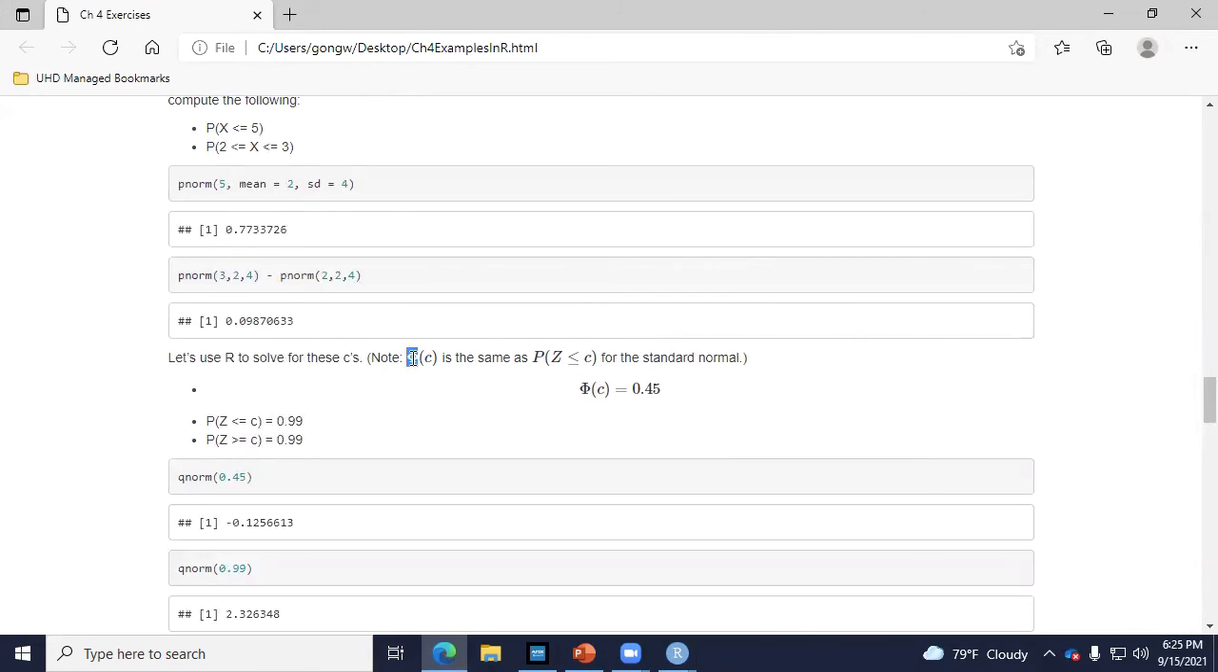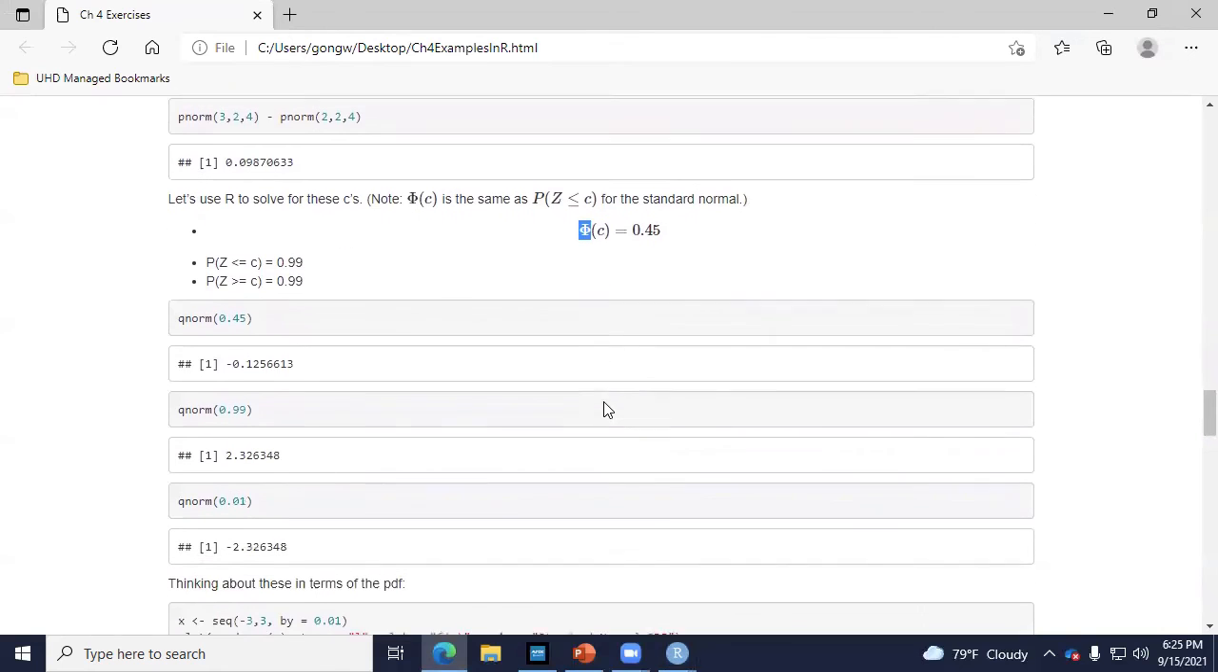This phi is a special character for the standard normal. Here Z is the standard normal, and we use this. So if you see that anywhere, it's just going to be the standard normal CDF of C. In statistics, that's the case. We just use this phi for the standard normal to replace the capital F used for other distributions.